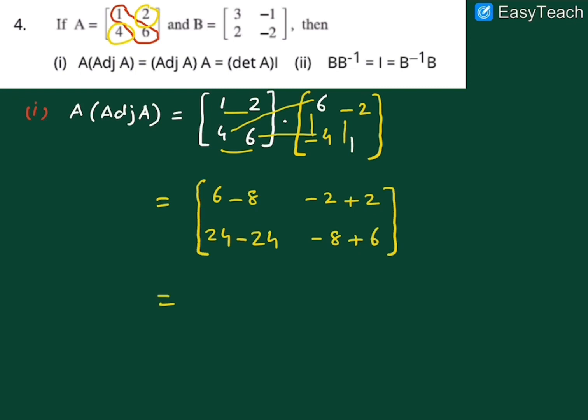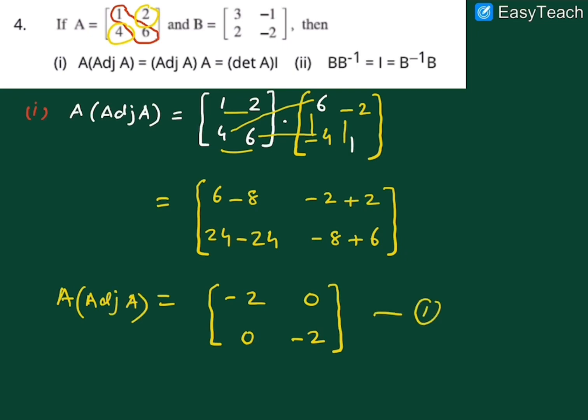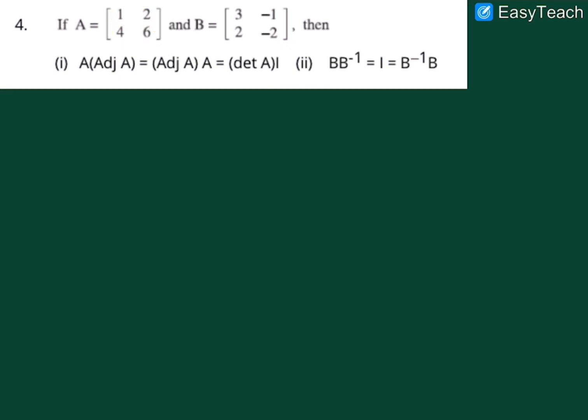And this will be equal to [-2, 0; 0, -2]. So we got A into adjoint of A. This might say this is 1. Now we need to find adjoint of A times A. We need to multiply adjoint of A with A.